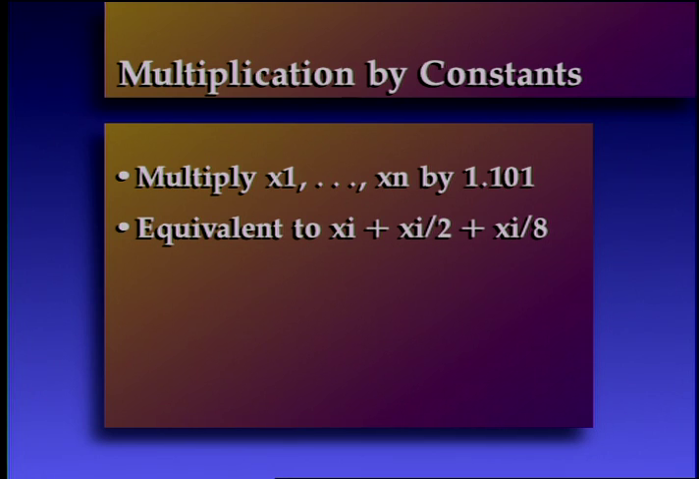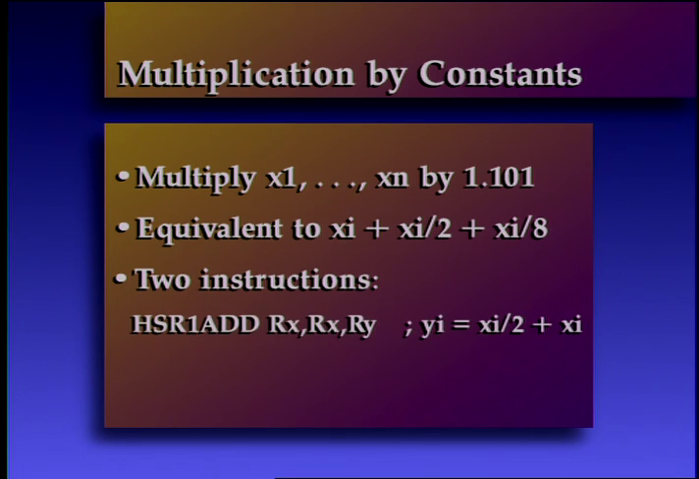This is equivalent to taking the value x, adding x divided by 2, and then adding x divided by 8. This multiplication can be done with just 2 shift right and add instructions. The first instruction would do a parallel shift right by 1 bit and add, which performs the x plus x over 2 part of the operation, since the shift right by 1 bit performs the x over 2 function.